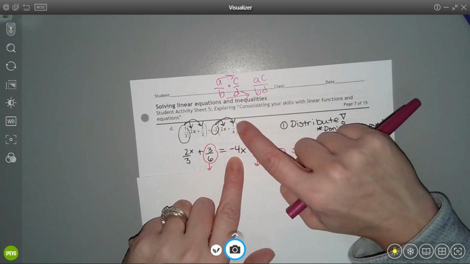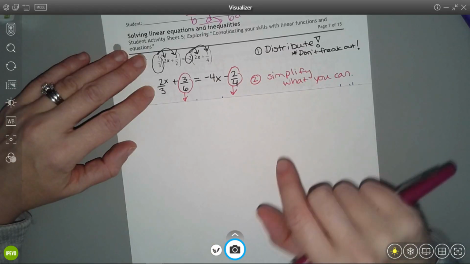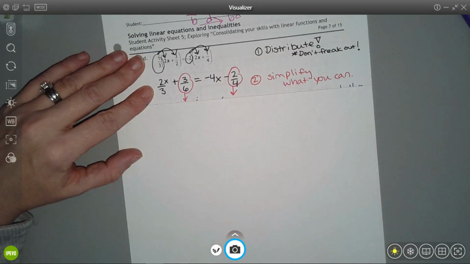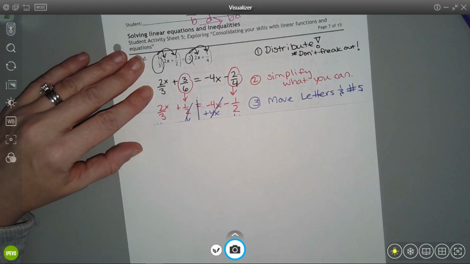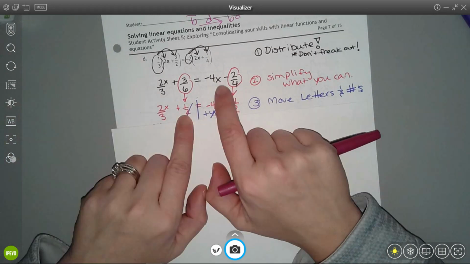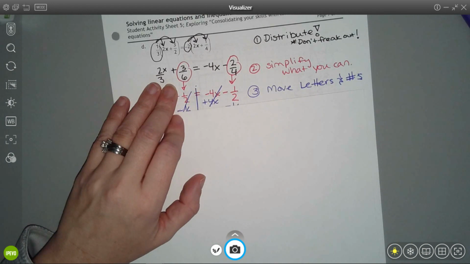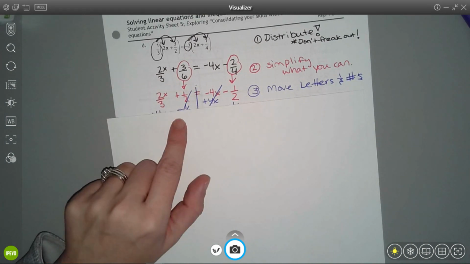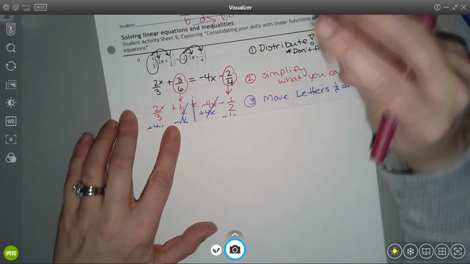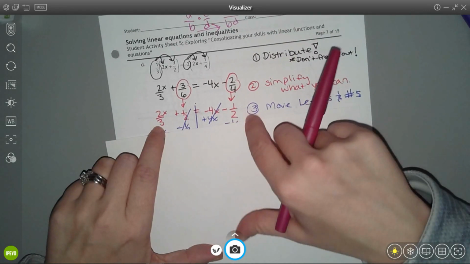Okay, I'm going to simplify what I can. 2 over 3 can't simplify. 3 over 6 simplifies into 1/2. Negative 4x doesn't simplify, but negative 2 over 4 can simplify to 1/2. What I'm going to do here, guys, is get my letters and my numbers on the same side. Makes things a lot easier for us here. So I'm going to subtract that 1/2, and I'm going to add that 4x.